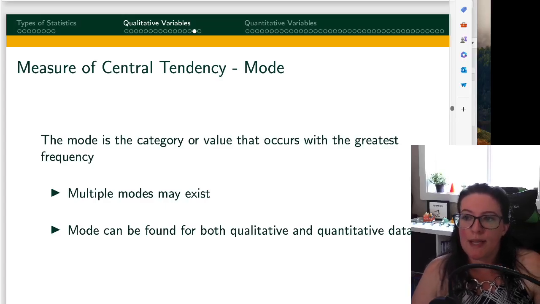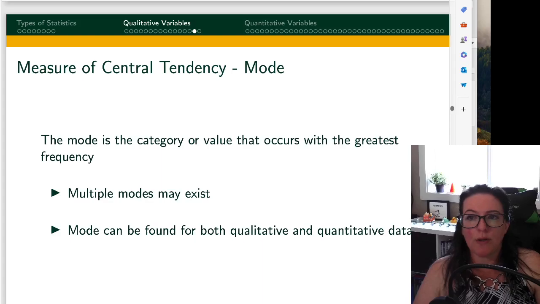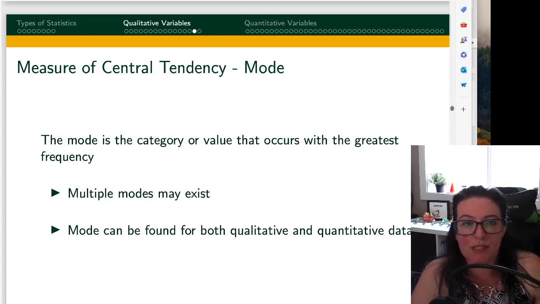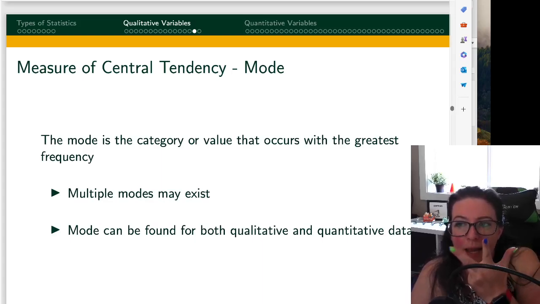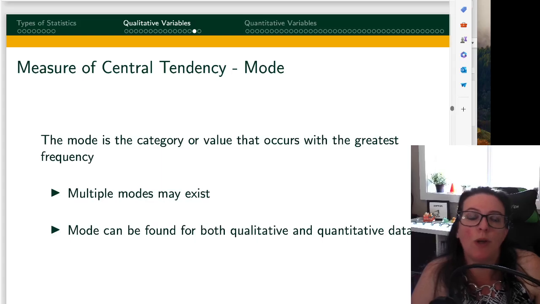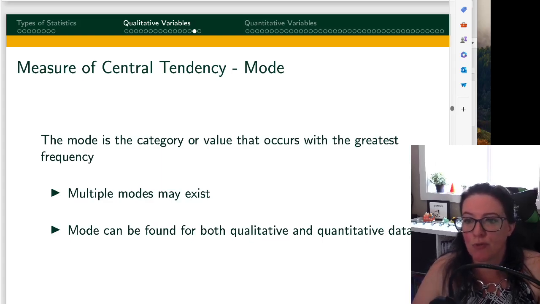When you have qualitative data, you summarize the qualitative data using descriptive statistics. When it comes to the measures of central tendency, we had mean, median, and mode. The mode is the only one you can use with qualitative data. It is going to be the category that has the greatest frequency.